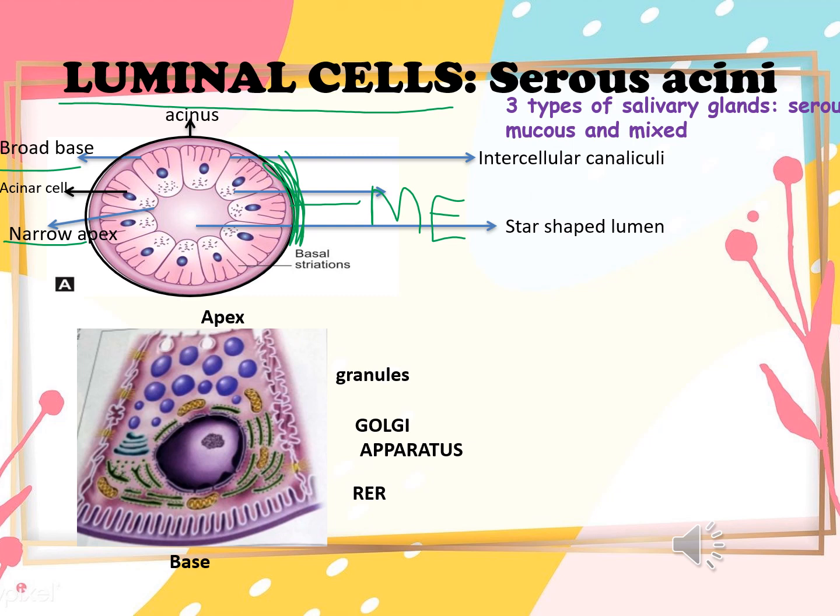So the cells of serous acini rest on the basement membrane of myoepithelial cells, and these cells are tightly attached to each other with the help of cell junctions like zonula occludens, zonula adherens, and macula adherens. Now as I mentioned, the apex of the serous cell is narrow compared to the broad base, and this narrow apex will consist of many granules which are called zymogen granules.